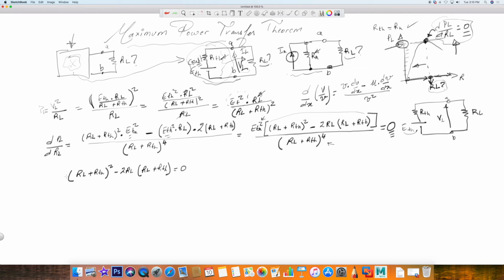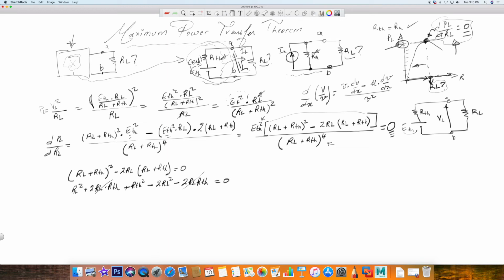Okay, let's open this up a little bit. That is RL squared plus 2 times RL times RTH plus RTH squared, minus 2 times RL squared, minus 2 times RL RTH equals 0. So what does that leave us? We could get rid of this and this.